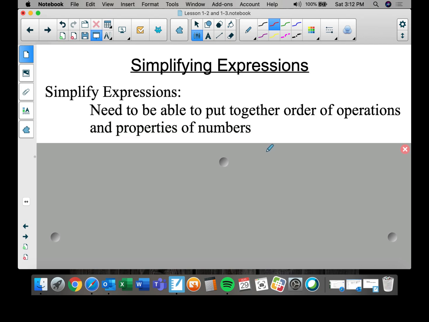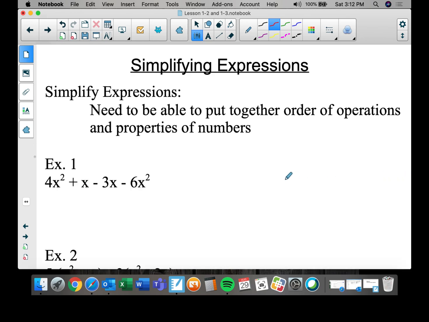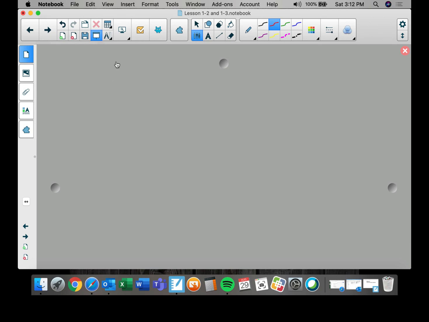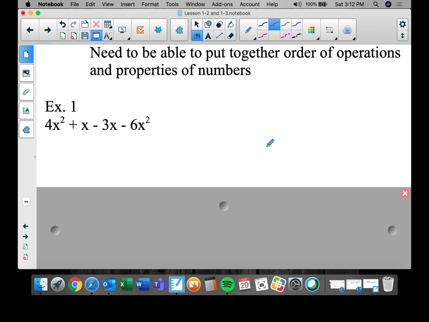First one, if we simplify an expression, that means we need to be able to put together our order of operations and properties. We're going to combine like terms. We're going to do any of the multiplying. We're going to do all of that kind of stuff. So let me give you an example here. If I'm trying to simplify this expression, I need to go through and put any like terms together.